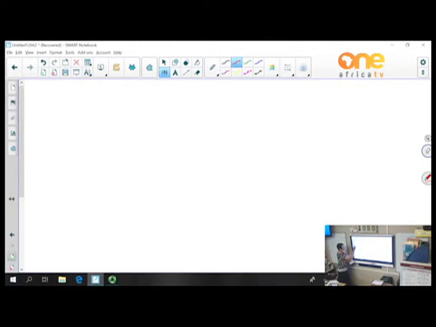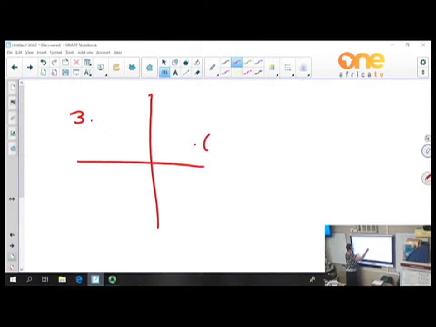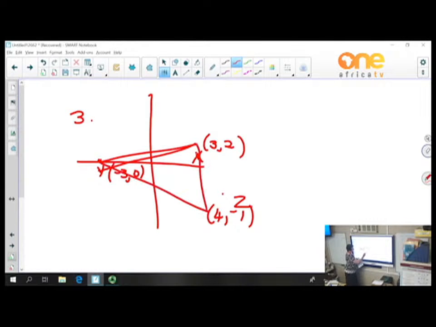Then we also had number 3 for homework. A triangle. So this time you have a triangle. X, which is 3, 2. There's your point X. The next one is Y, negative 3, 0. And then the last one is Z, 4, negative 1. Just more or less so that we can see the picture that we have here. This is a triangle this time. Find the lengths of XY, YZ, and XZ.